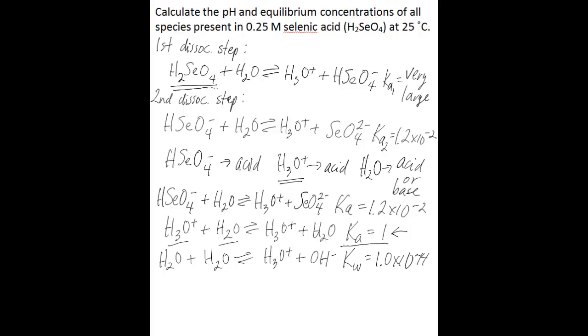So in this case, we take this first reaction as our principal reaction because it has the next largest K value of 1.2 times 10 to the negative 2. So that will be the reaction that will be the principal reaction and the one that will head our ice table. So now we can draw our ice table now that we've decided on the principal reaction.